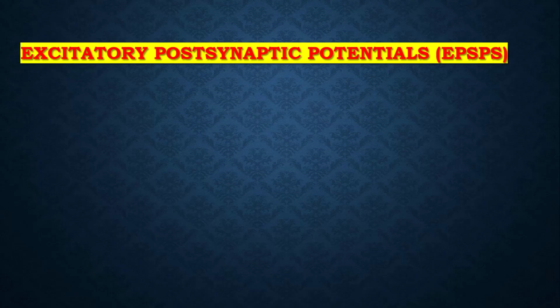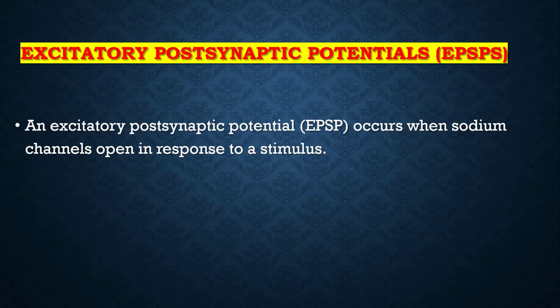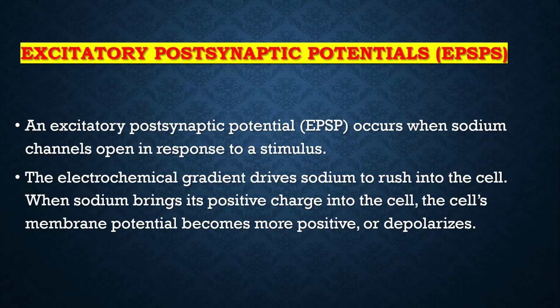So what is excitatory postsynaptic potential? An excitatory postsynaptic potential occurs when sodium channels open in response to a stimulus. We know that when there is a stimulus to the membrane, it is depolarized and there is an influx of sodium. The electrical gradient drives sodium to rush into the cell. When the sodium brings its positive charge into the cell, the membrane potential becomes more positive, or depolarized.